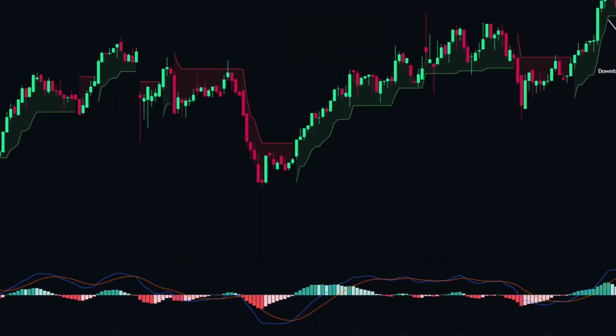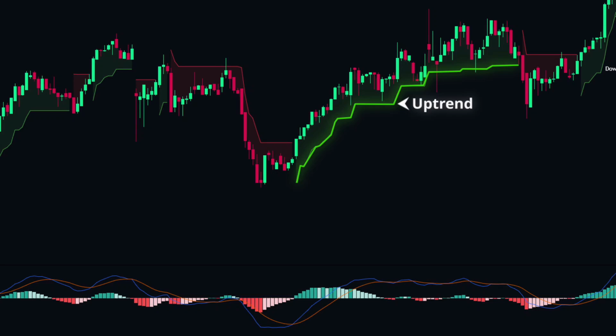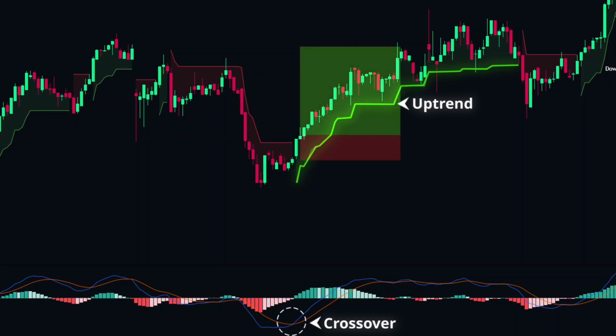Consider another example. Supertrend indicated an uptrend, and the MACD also showed a crossover. The blue line crossed the red line from the upside. So, you could have made an entry here, with your stop loss below this candle and a 1 to 3 target.